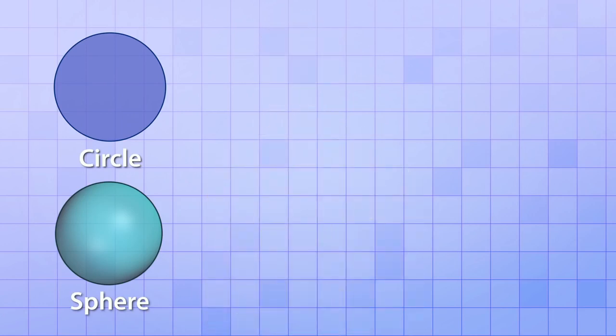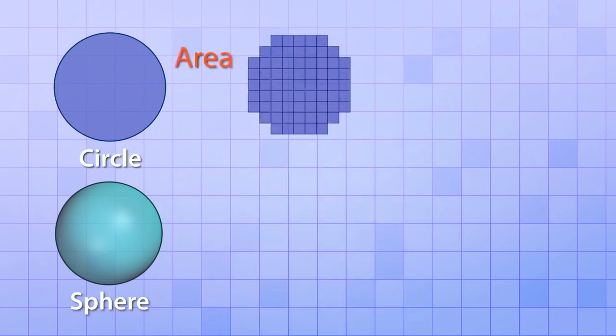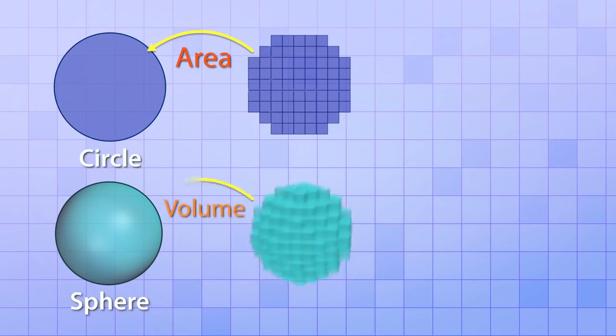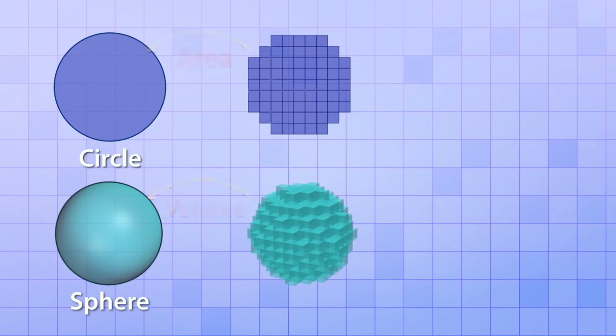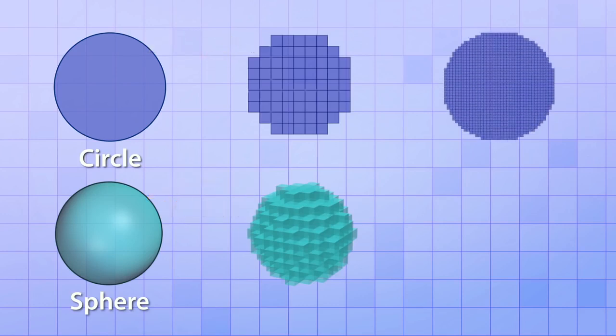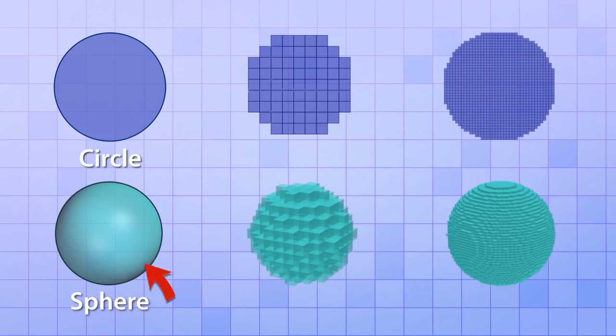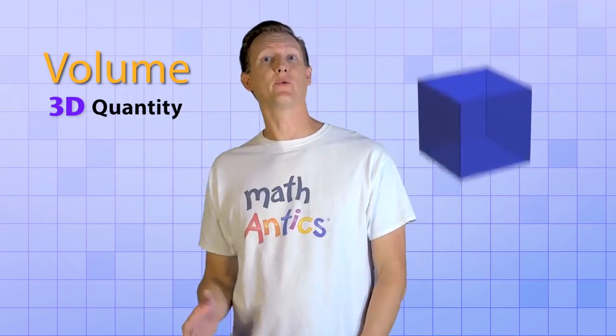To see how that works, take a look at this 2D circle and this 3D object called a sphere, which is like a ball. Just like you can use a bunch of small squares to approximate the area of the circle, you can use a bunch of small cubes to approximate the volume of the sphere. And here's the really cool part. The smaller the squares you use, the closer their combined area will match the area of the circle. And the smaller the cubes you use, the closer their combined volume will match the volume of the sphere. Okay, so volume is a 3D quantity for measuring 3D objects.